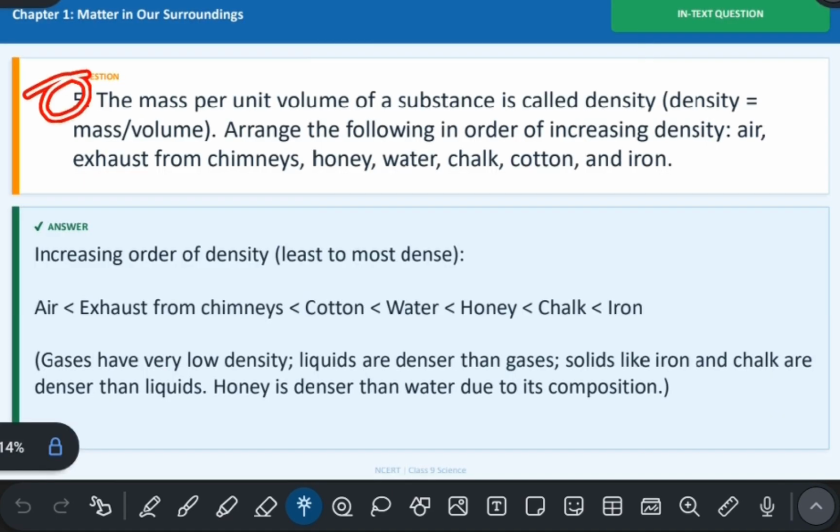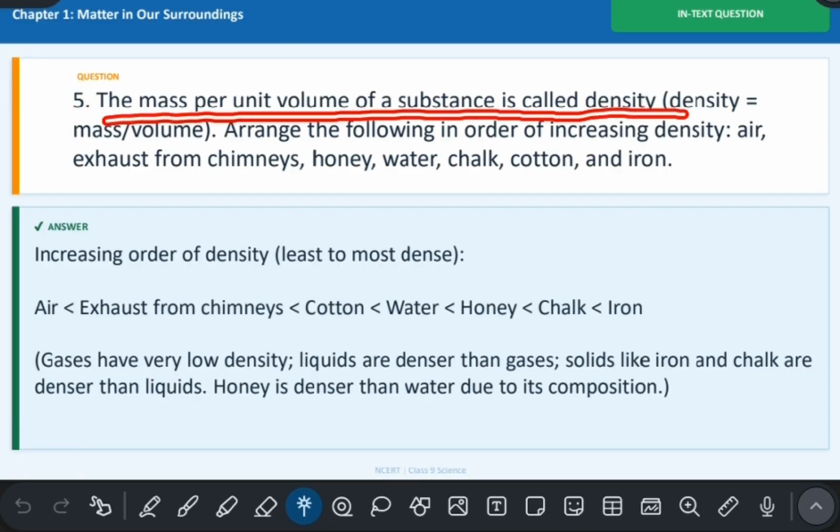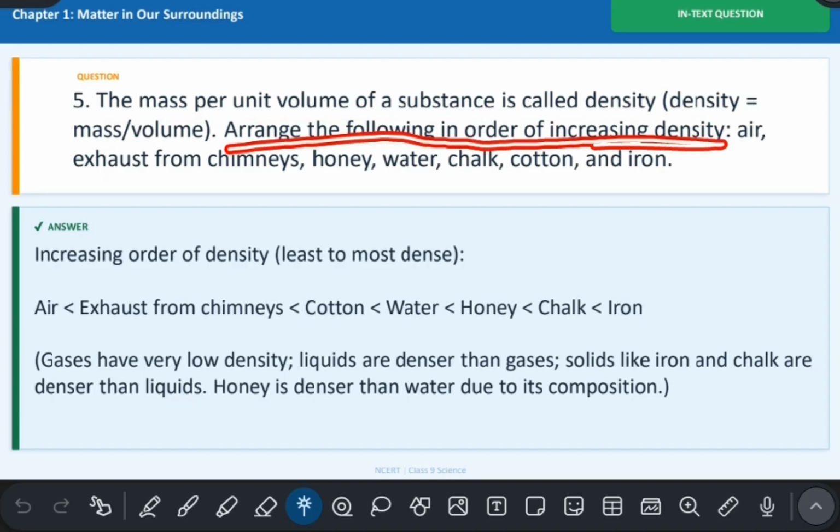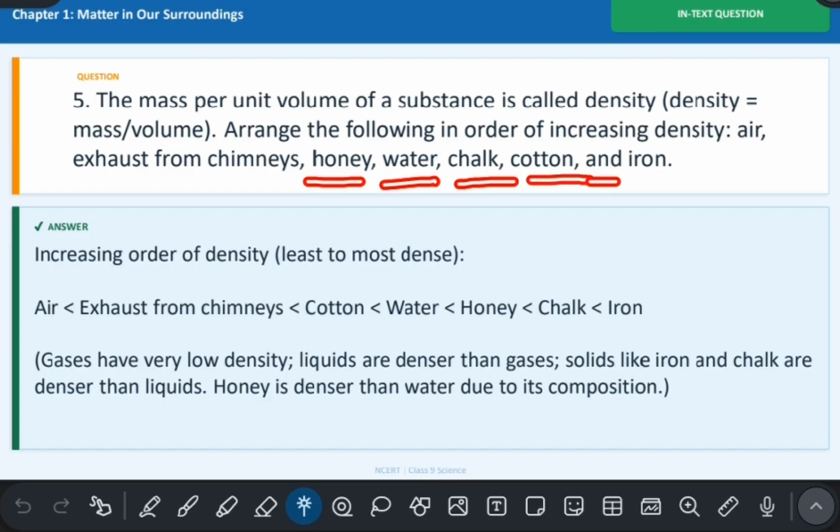Next is question number 5. The mass per unit volume of substance is called density. Density is mass per volume. Arrange the following in order of increasing density: air, exhaust from chimney, honey, water, chalk, cotton and iron.